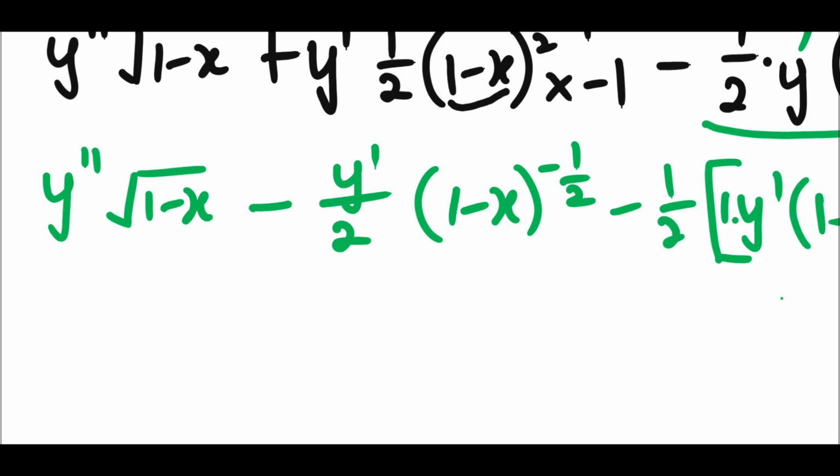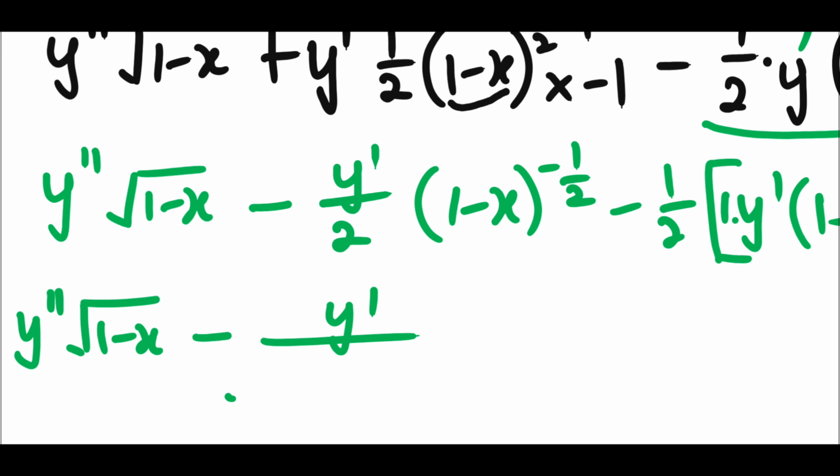Okay, so let us continue to simplify. Here we are going to get y prime prime multiplying the square root of 1 minus x. Then here we are going to get minus y prime over 2. This becomes positive power half, so it's going to be 2 multiplying the square root of 1 minus x, because it's positive now, it's going to be a denominator.